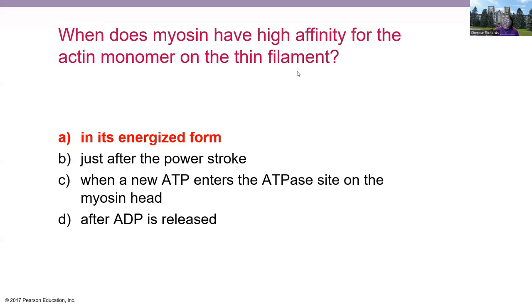Just after the power stroke, it's going to have a new ATP come in. And when ATP is bound, it's going to be in its low energy form, and it's going to have a low affinity for actin. Same thing when a new ATP, which is option C, comes in: it's going to be in the low energy form, with low affinity or attraction. And then after the ADP is released, it's not going to be in its high energy form just yet. It's going to require the release of that ADP, and then a new ATP must come in in order for it to go back to that low energy form, all right? So the high affinity is going to be high energy where it has ADP and the phosphate bound. The low affinity or low energy form is when it has the ATP bound.